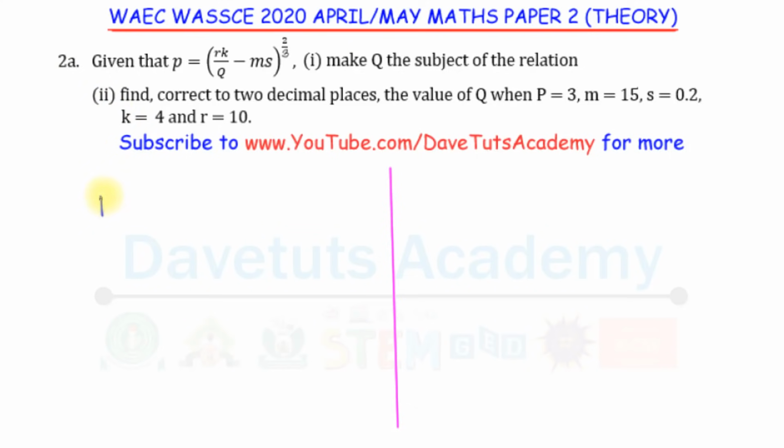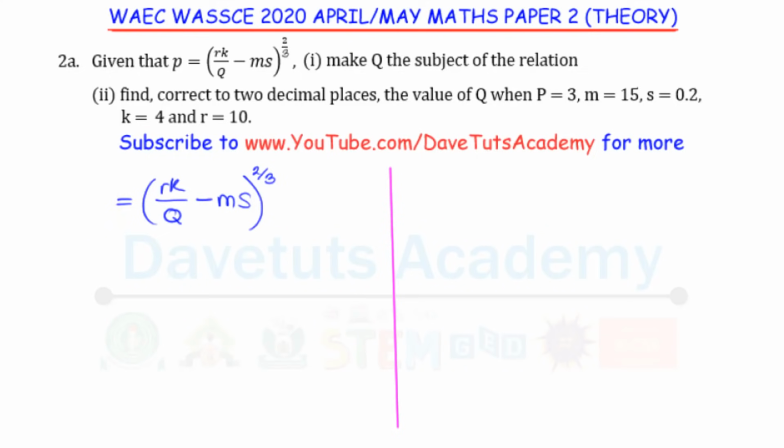So what we are given was that P is equal to (RK over Q minus MS) all raised to power 2 over 3. What we need to do first is to multiply both sides by 3 over 2. We are doing that so that we can knock off this power that is affecting Q, and then that power will be reflecting here, but then we'll be able to isolate Q and solve for it to make it the subject of the relation. And for me to do that, just see what I'm going to do here.